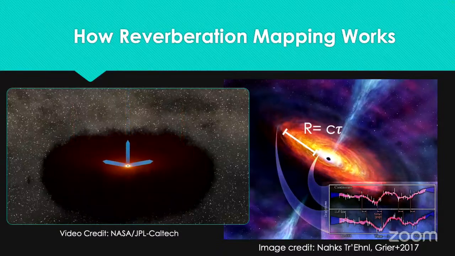If you can measure that time delay between the two signals, that gives you a light travel time between those two regions, which gives you a distance. This little inset down here shows a couple of curves showing continuum emission and the broad H beta emission line emission, from one of the quasars that we've looked at. You can see that they have similar features, but there is a small time delay between those features. And so reverberation mapping aims to measure that time delay to get an estimate of the distance between them.